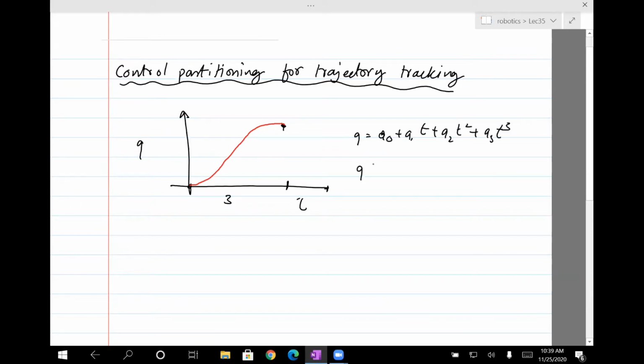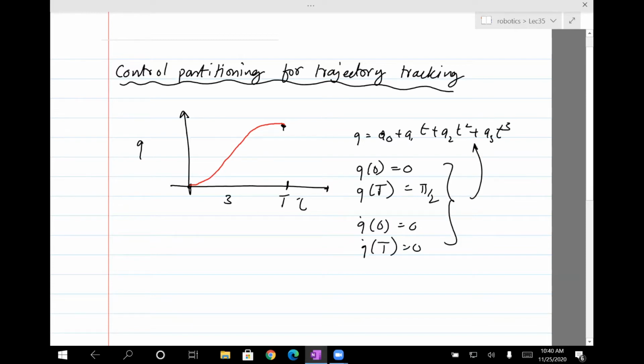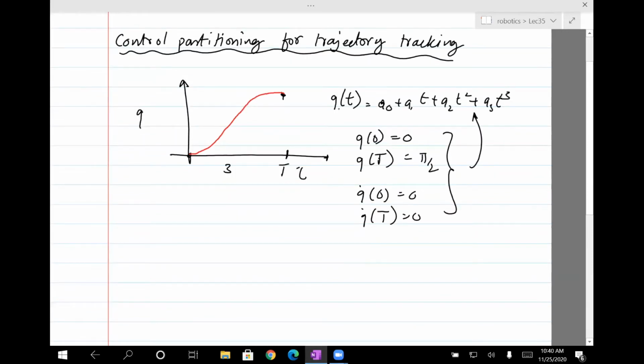And how do we get this? Well, we say that the initial position is 0, the final position, let's say at capital T, is pi divided by 2. Then the initial velocity is 0, and the final velocity is also 0. So based on these conditions, we can get these constants a0 through a3, and that gives us q as a function of t. And we want the system to follow this q. So this q is actually our reference motion. We call it q ref.